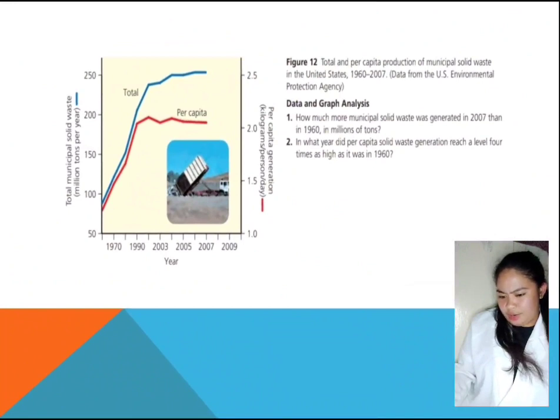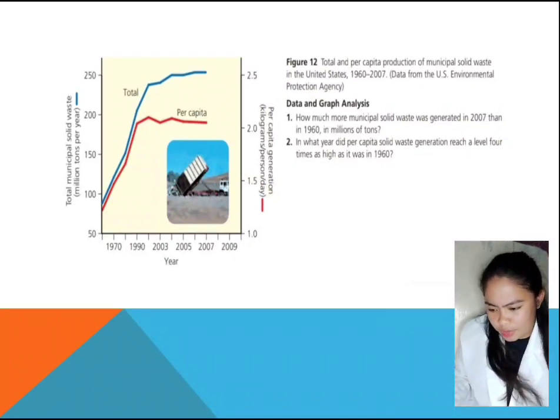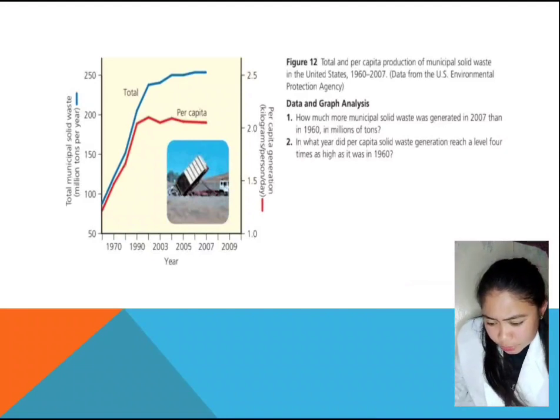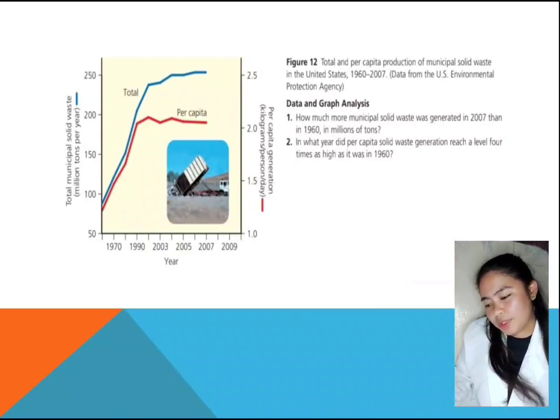So I have a figure here from Figure 14 on page 344. This picture shows the total and per capita production of municipal solid waste in the United States from 1960 to 2007. This is from data of the U.S. Environmental Protection Agency. So, total municipal solid waste, million tons per year. Meaning you can really see that every year their production of solid waste increases.